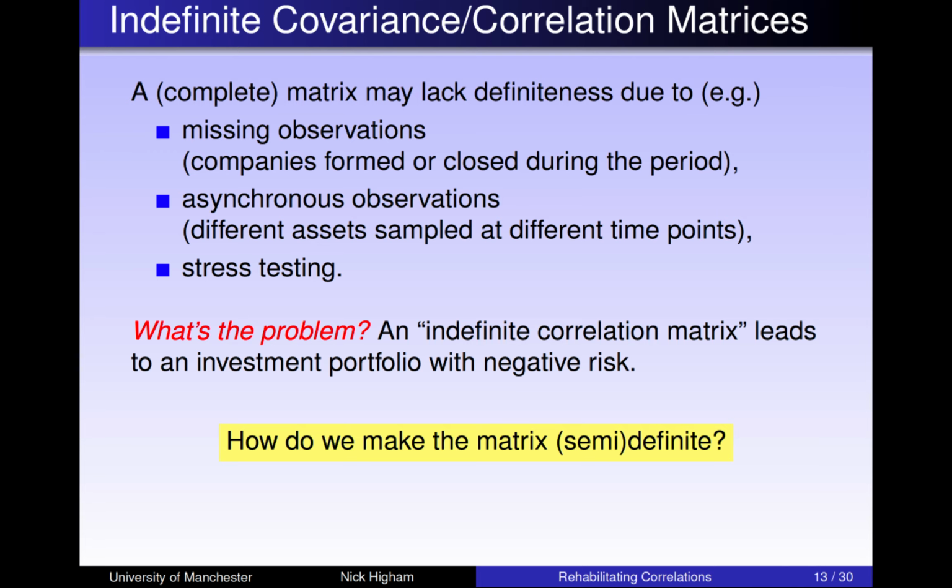And what's the problem of having a negative eigenvalue? Well, a lot of the things that we take for granted are no longer true anymore, and strange things can happen. So for example, in portfolio management, you can get a portfolio with negative risk, something that is impossible. So the question is then, how do we make this given matrix semi-definite again?